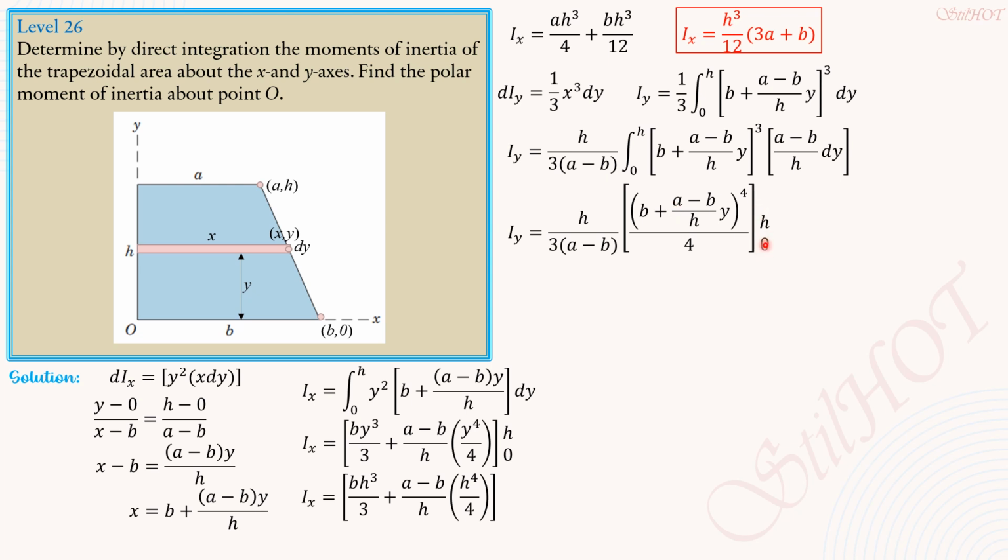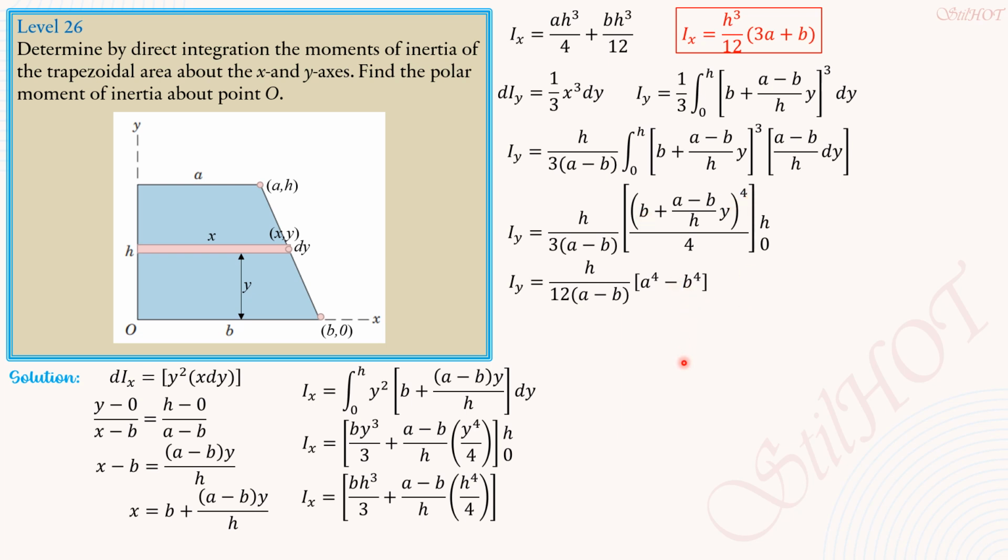When y is 0, the lower limit, this will be 0, then we have b to the fourth over 4. So Iy is equal to h over 12 quantity a minus b, quantity a to the fourth minus b to the fourth. Again, when we substitute the upper limit, h over h is 1, then we have b plus a minus b. So what remains is a, so a to the fourth, which is this. When we have lower limit 0, the whole of this is 0, that's why we have minus b to the fourth.